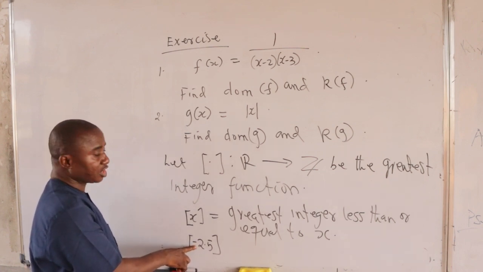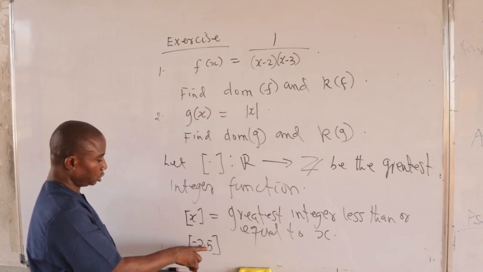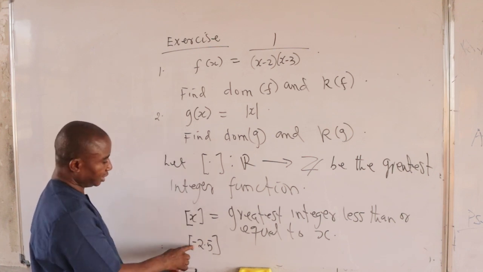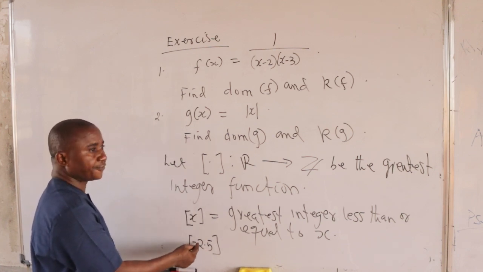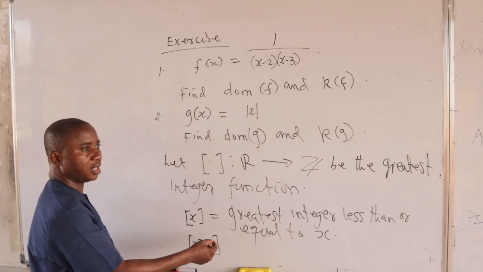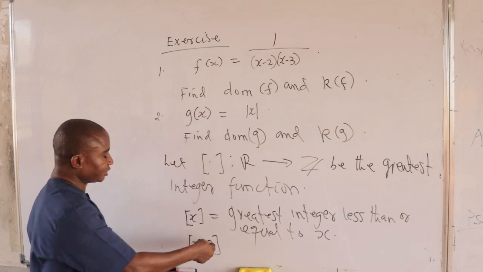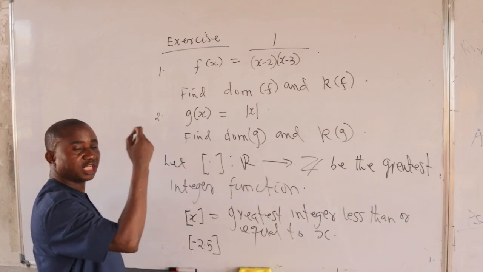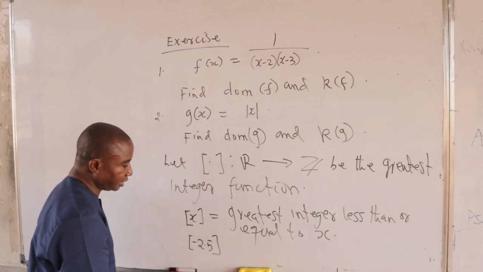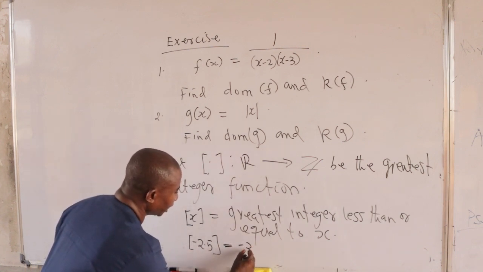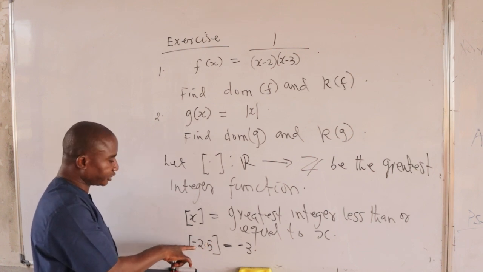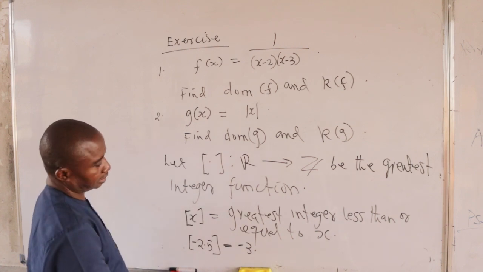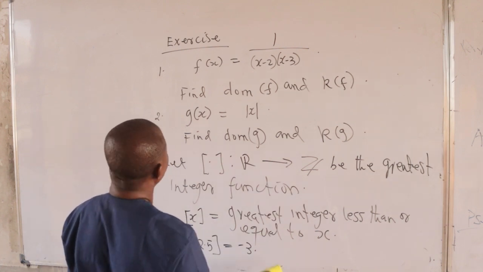Notice here that minus 3 is strictly less than negative 2.5. Minus 4 is an integer less than minus 2.5. Minus 5 is an integer less than minus 2.5, and so on and so forth. It will examine all these integers that are less than minus 2.5 and then give me the greatest. The greatest from what I've explained is nothing but minus 3. Therefore, the greatest integer less than or equal to minus 2.5 is minus 3. This is what this function does, just to remind us of what we know.